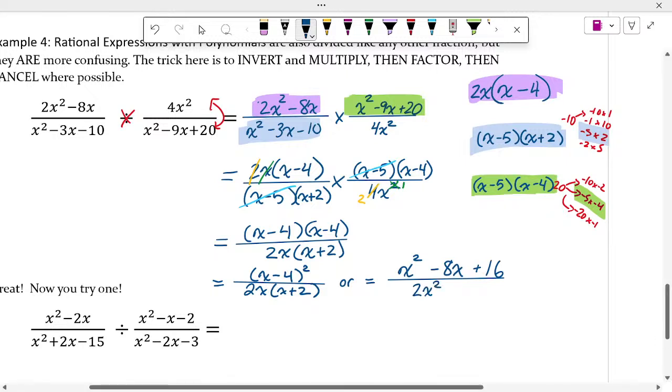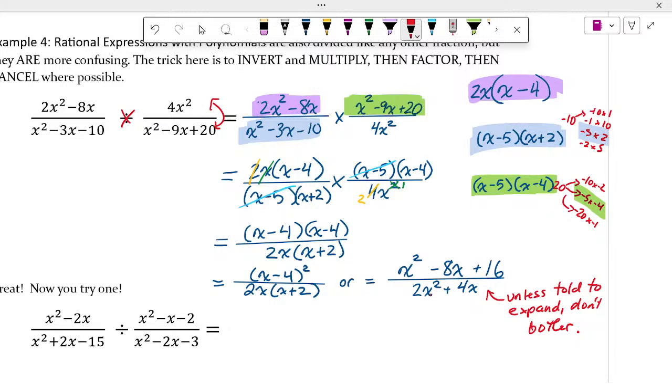2x squared. And what's 2x times 2? Plus 4x. These are both valid answers. Which one do I like better? I like the first one better. Just leave it in factored form. Unless I tell you to expand, don't bother, because there's no way anything will cancel. You know what I mean? Once it's in factored form, it's no different there.